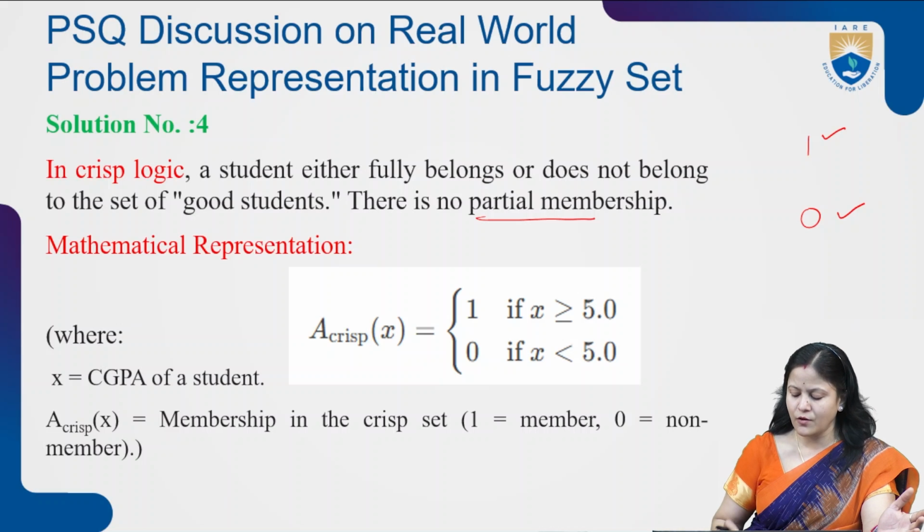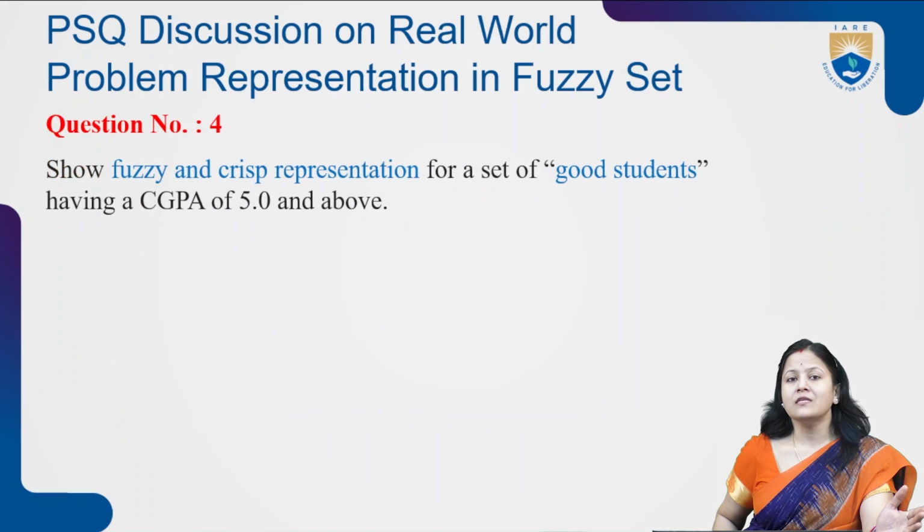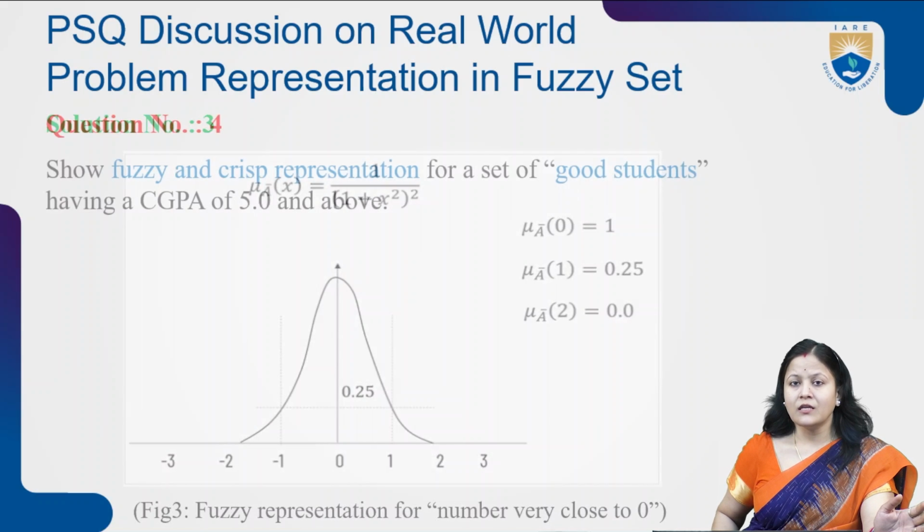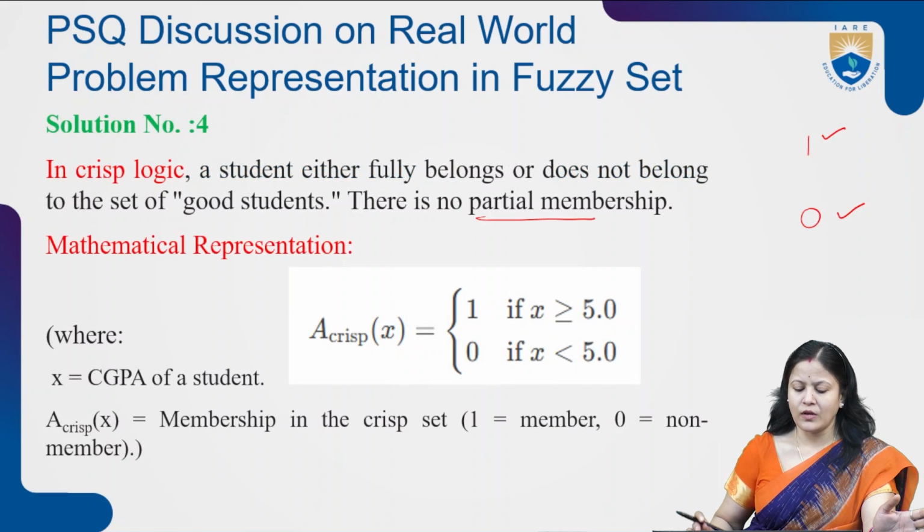That means as per the given question, if a student is scoring 5 or above, then it is considered as 1. If a student is less than 5.0, even though it is 4.9, for crisp logic, that is considered as 0 only. So how can we represent this mathematically?